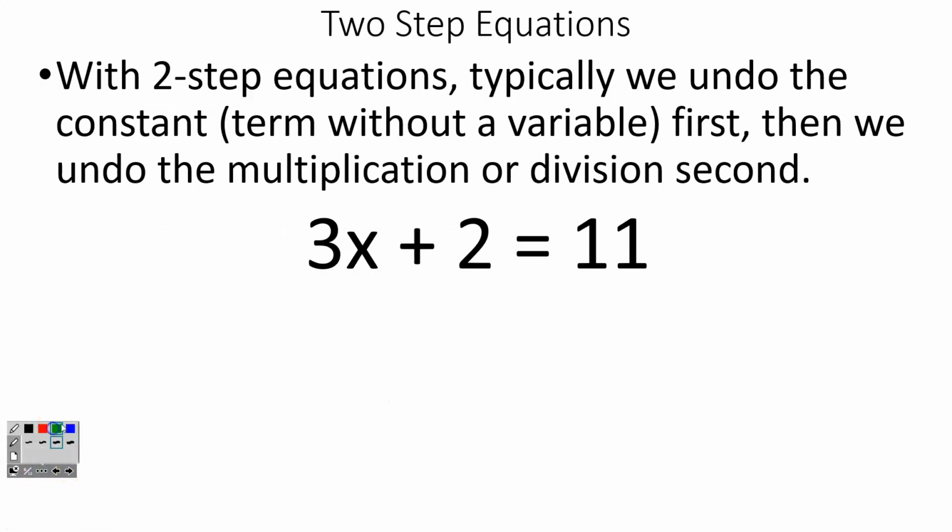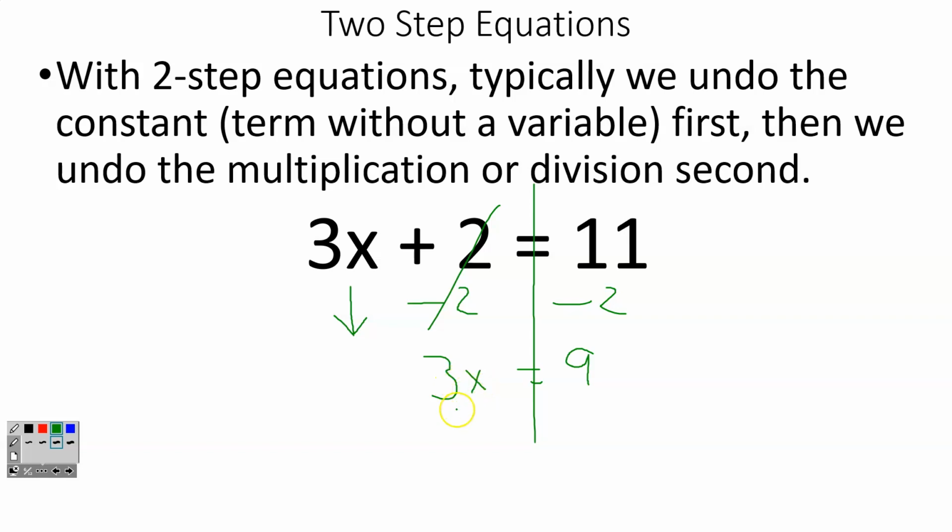So for a two-step equation, typically we get rid of the constant or the term without a variable. So in this case, I draw my fence, and I look at this and I say, well, which one of these does not have a variable? Well, that would be the plus 2. So I need to get rid of that first, and I do that by subtracting 2 from both sides. So on this side, I'm just going to bring down my 3x, and 11 minus 2 gives me a 9. So now I get rid of the 3.